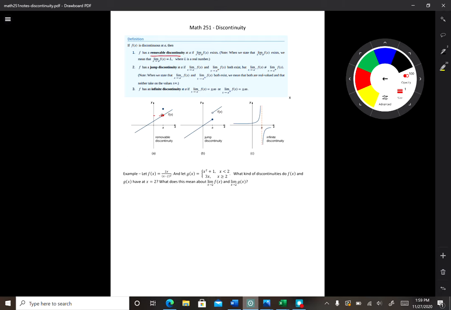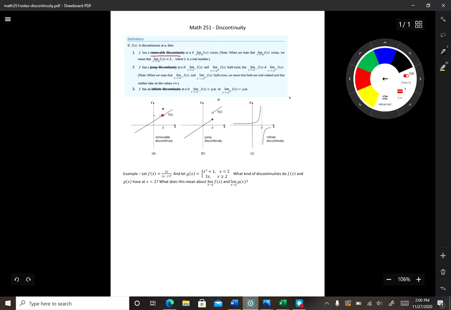The second kind of discontinuity we can have is called a jump discontinuity, which is exactly what it sounds like. Basically, we are on one piece and then we jump to another piece. And it's worth noting here that the limit as x approaches a of a function like this does not exist, because the limit as x approaches a from the left and the limit as x approaches a from the right are two different numbers. Because the limits from the left and the right are different, this limit does not exist. So this is a jump discontinuity.